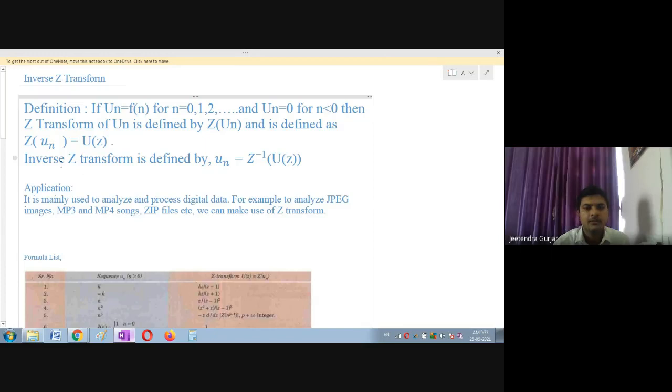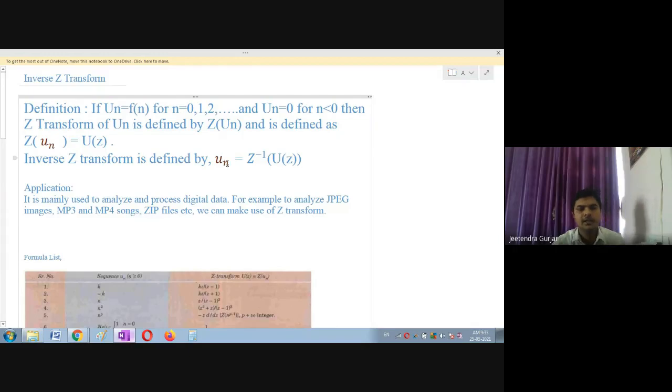In the same way, we have the inverse Z transform defined by u_n. Please see here this u_n. We are going to take u_n is equal to Z inverse of U of z. So whatever the z terms are there, we are going to take Z inverse of U of z, so that we are going to get here u_n, students.